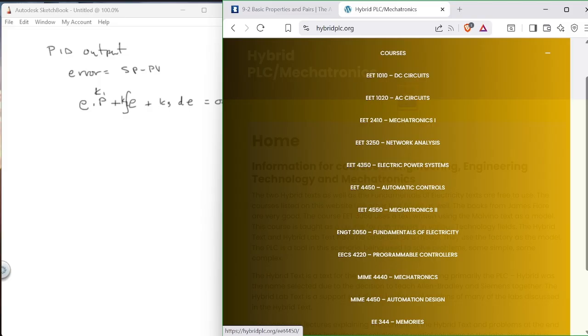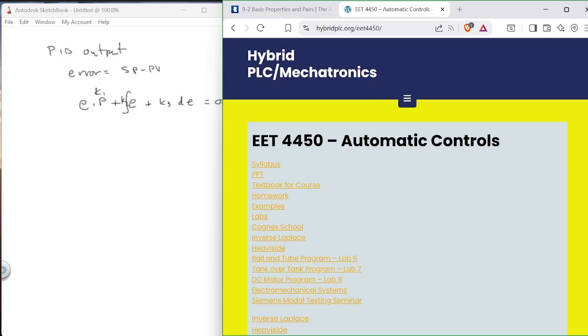You go to 4450. Why is that key? Why is it that I have all this stuff under 4450? Because I haven't taught 3250 in a long time. I taught it from 2012. This was the course that was passed down. This is the Holy Grail course, is what it boils down to.